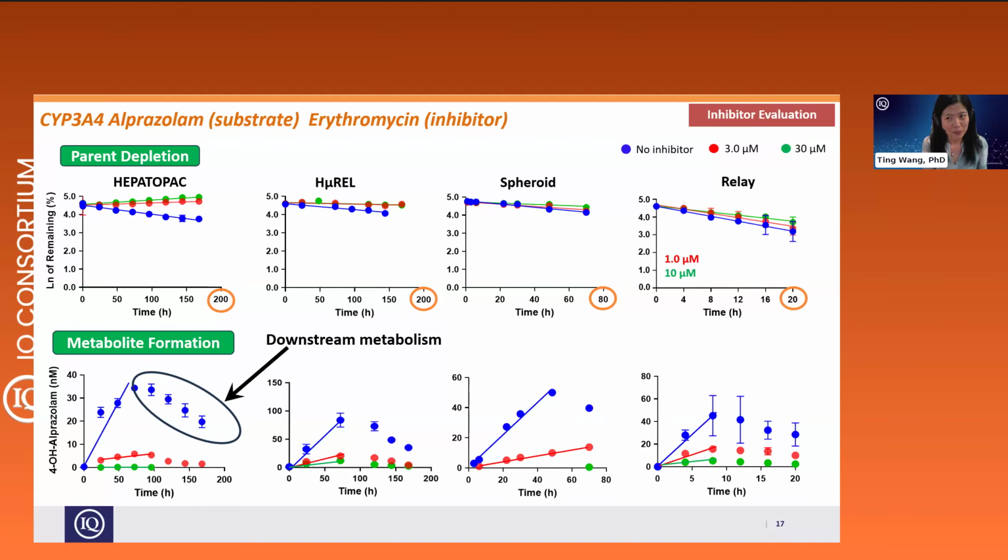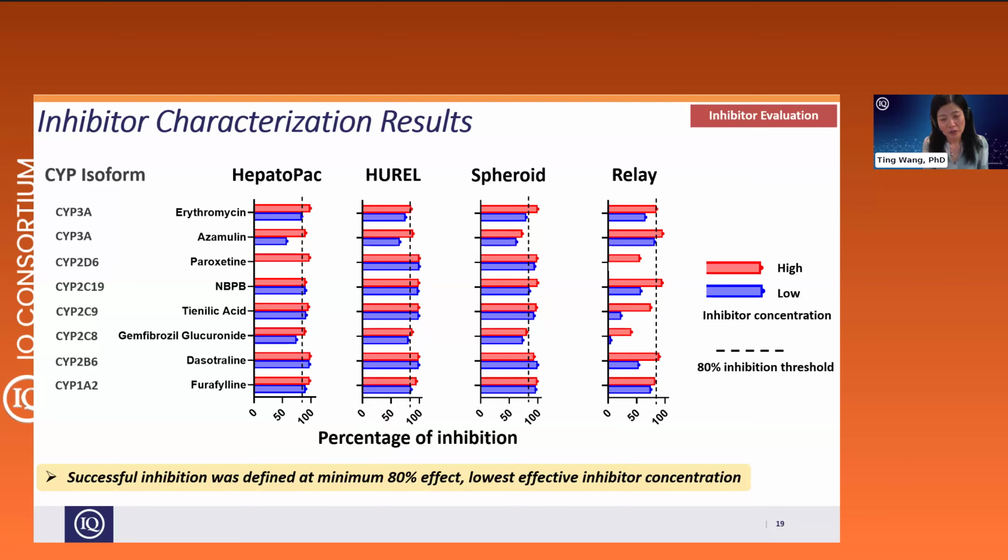This is an overall data summary of all the inhibitors' behavior in all 4 systems. Here we use 80% inhibition as a threshold, and the dashed line on the plot shows the 80% threshold. As we can see, for almost all the systems, even the low concentration of inhibitor tested already exhibits over 80% inhibition. Next slide, please.